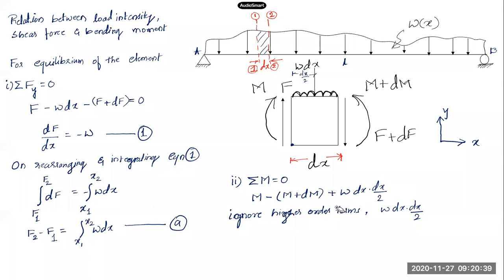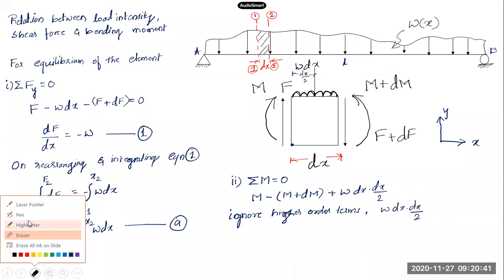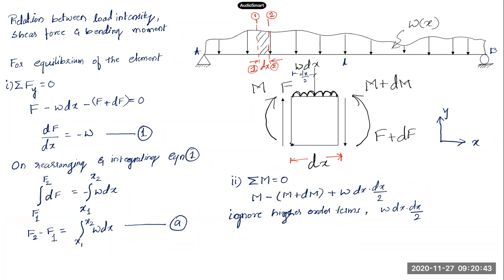What is that? About this point, this shear force on the right side of the section will have a moment, and it is a clockwise moment. So what will be that moment? Plus F plus dF into dx. So this should come out to 0 actually.